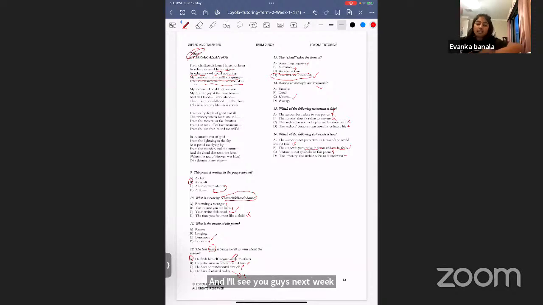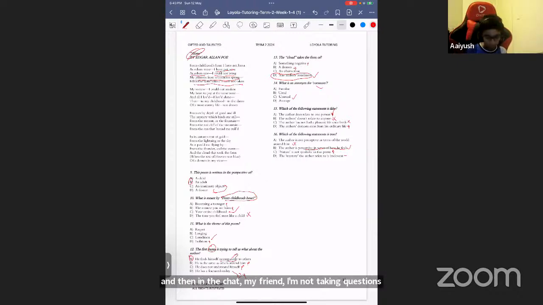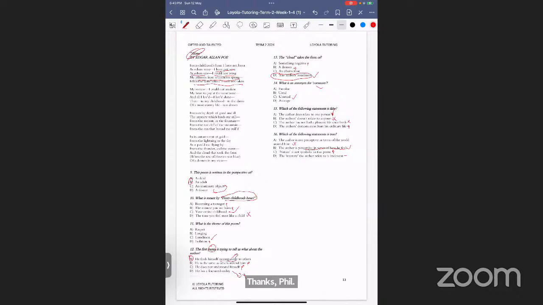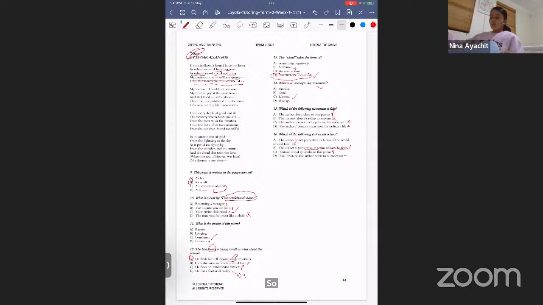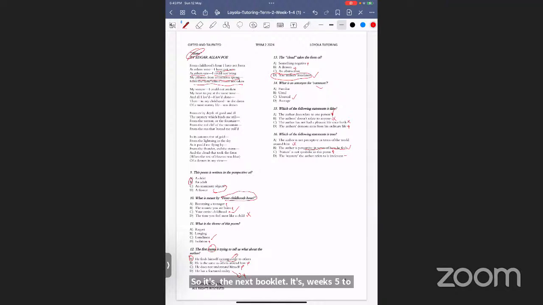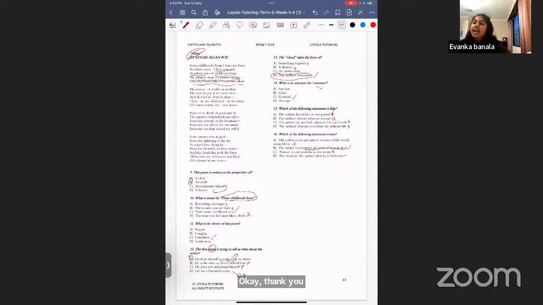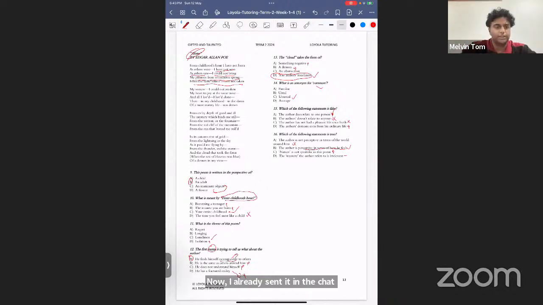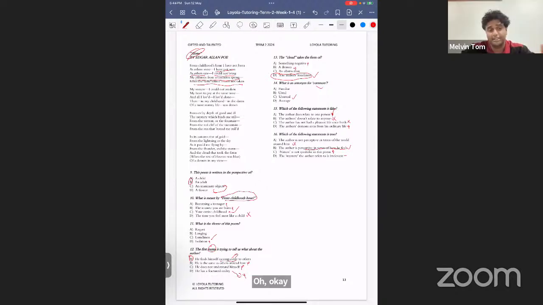Melvin, thanks, Melvin. Send it in the chat, my friend. I'm not taking questions. Melvin, the homework for next week: it's the next booklet, weeks 5 to 8, and it's just the quantitative reasoning. Melvin, I already sent it in the chat. Could you send it again? There's a lot of messages. There's no writing topic next week. Guys, send it in the chat.